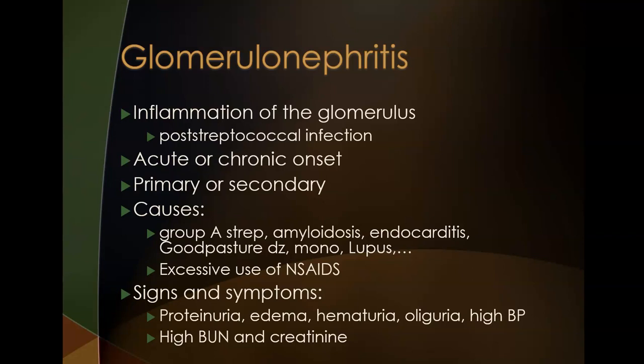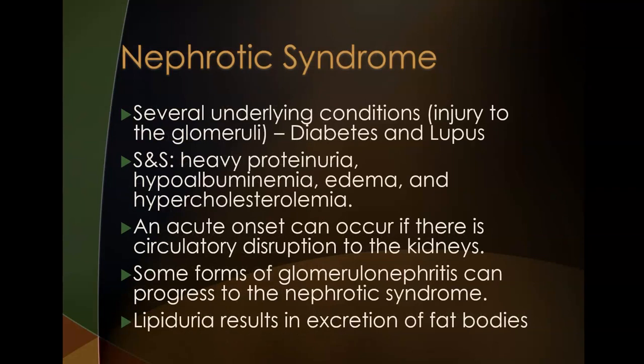And then high blood pressure, that would relate with the edema because the fluid is not coming out. You're not producing urine, and all your fluid is staying in the body. And of course, a high BUN and creatinine indicating the problems with the kidneys. All right. The next one is nephrotic syndrome.